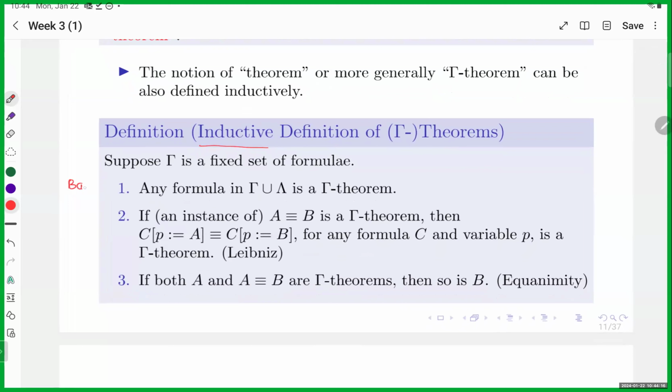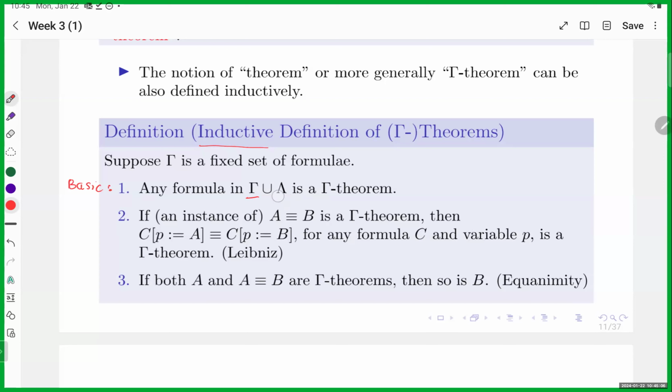This is the basis, or the basic step, of the recursive proof. Any recursive proof starts with the basis step. Any formula in gamma union lambda is a gamma theorem. So we are defining the set of all gamma theorems inductively. In the base step, we say any hypothesis that is a member of gamma, or any axiom, is a gamma theorem. Why are they gamma theorems? Because there's a one-step proof for it. You can just write them down.